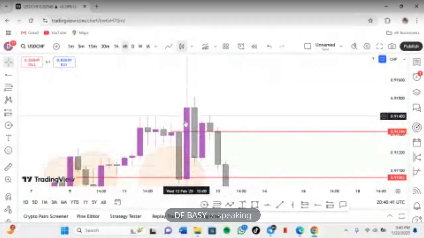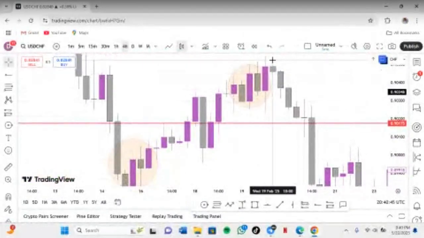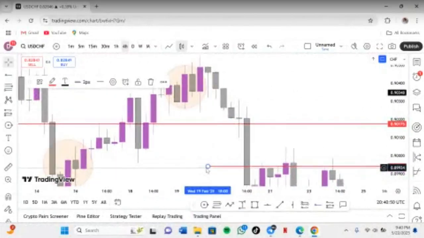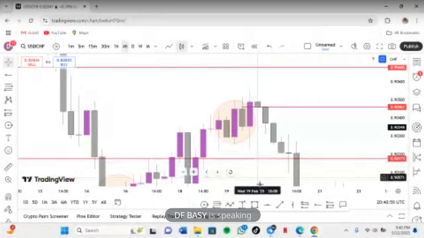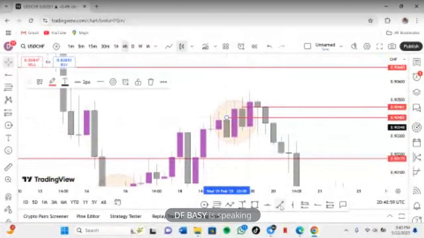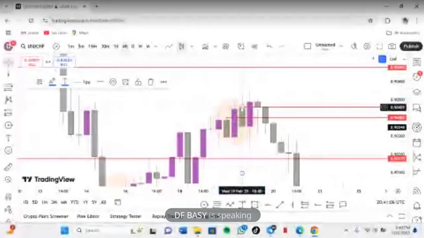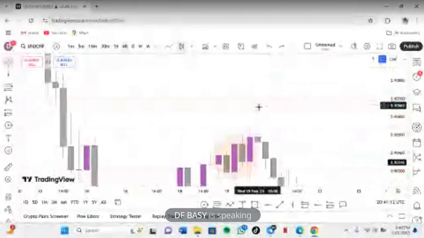Look at this, this is a bullish engulfing. This is a bullish engulfing. This is a bullish engulfing. Have you seen? Hope you can spot what happens. This bullish candle engulfs this small bearish candle. This bullish candle engulfs this bearish candle, right?